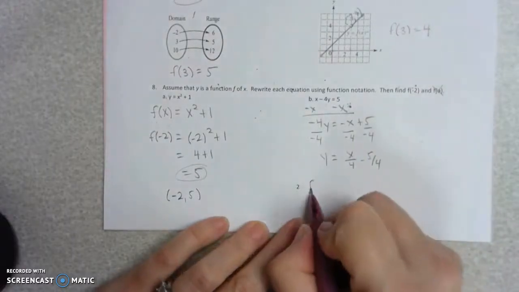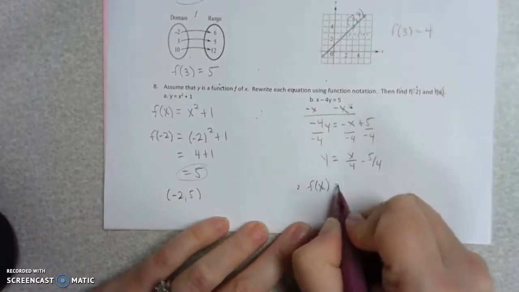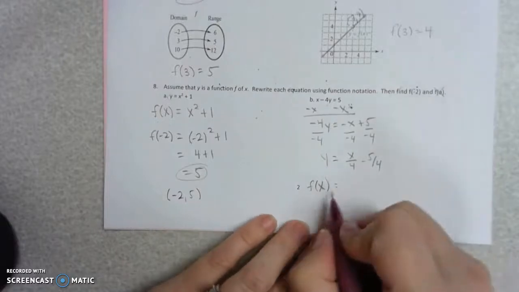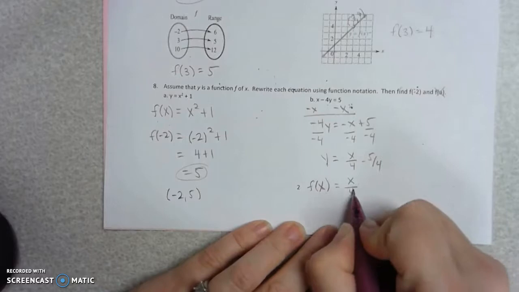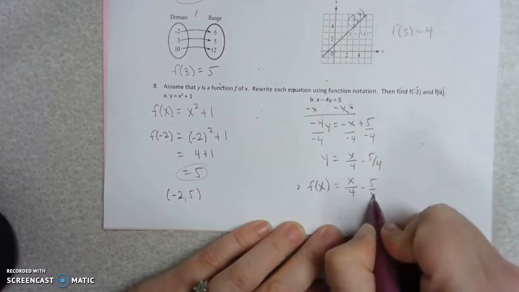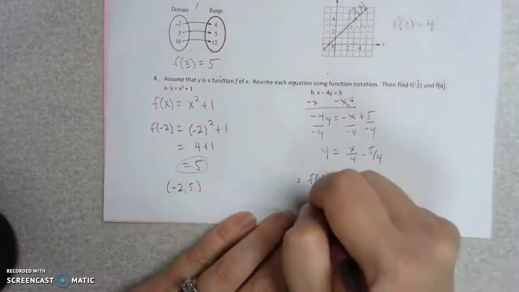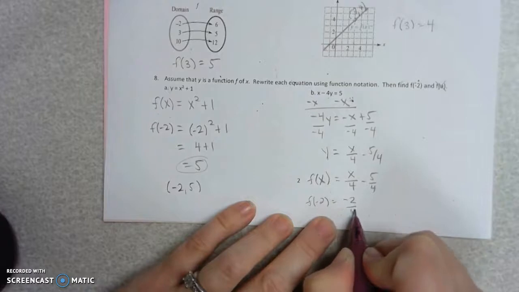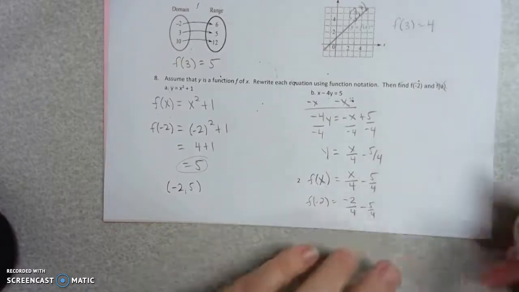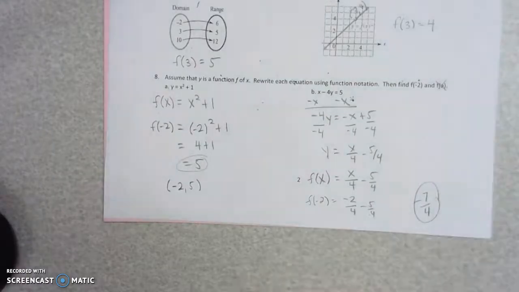Now I can take it and write it in function notation just by replacing y with f of x. Then I can fill in negative 2. So that'll be negative 2 over 4 minus 5/4, which would give me negative 7/4 as my answer.